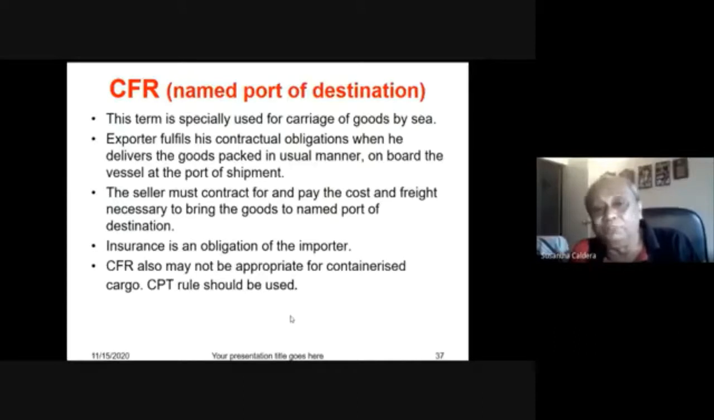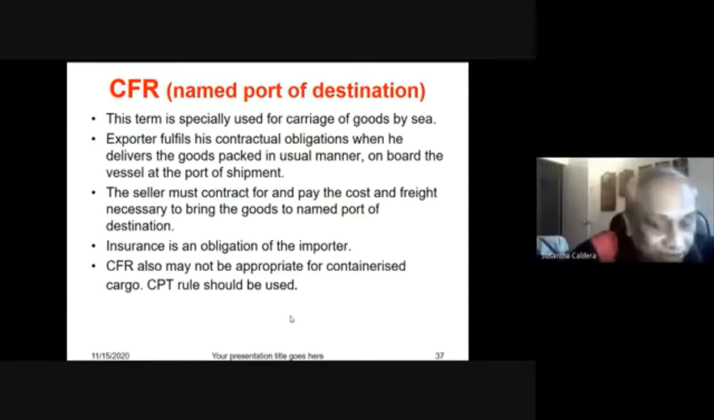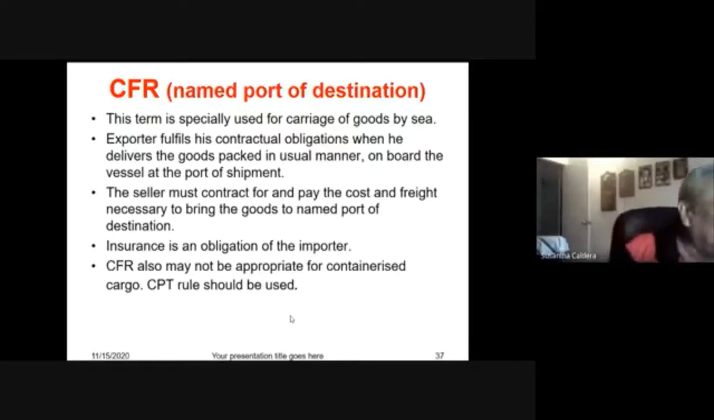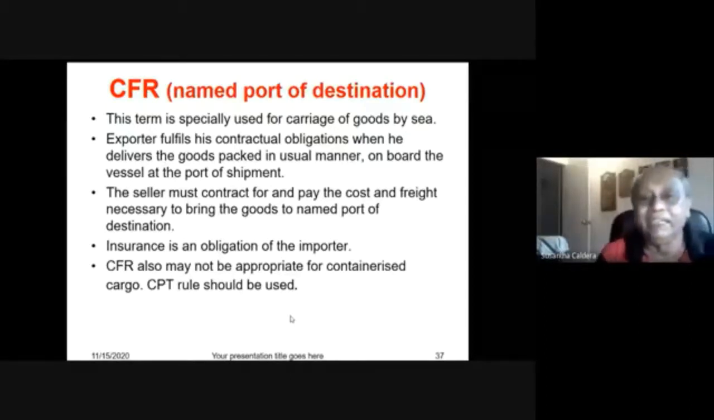CFR also may not be appropriate for containerized cargo. For containerized cargo, you have to use the CPT rule. I have given you a chart, so check the chart. Now look at CPT and CFR in the chart. Compare CFR and CPT, and they look the same. Only difference is CPT is for any mode of transport, CFR is for transport by sea.